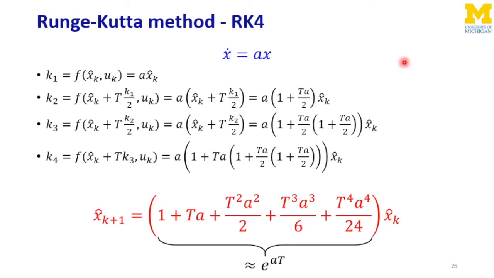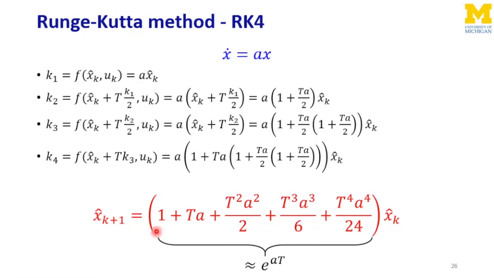First, we need to explicitly construct the discrete-time system for this continuous time system. So using the expressions of k1, k2, k3, and k4, and the fact that f of x, u is simply Ax, we can find that x hat k plus 1 is actually equal to this big expression times x hat k. And if you look at this expression long enough, you're going to see that this expression actually has the first five terms of the exponential e to the At. So RK4 is doing a much better job of approximating the true solution.